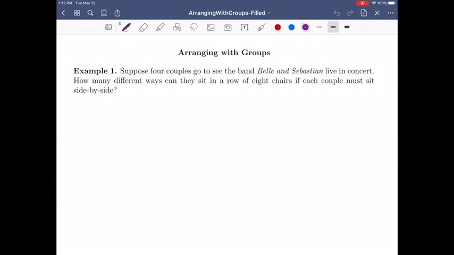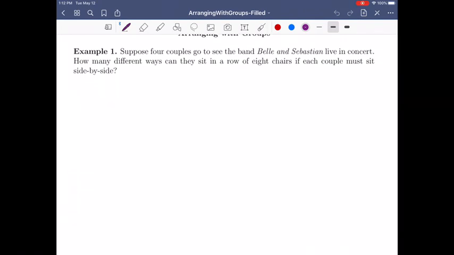In this video, we're going to discuss a special counting technique that is used when you want to arrange a bunch of objects where there's groups involved, so some of the objects want to stay together in some way. So we'll start with an example. Suppose 4 couples go to see the band Belle and Sebastian in concert. How many different ways can they sit in a row of 8 chairs if you want each couple to sit side by side? So let's think about what this would look like.